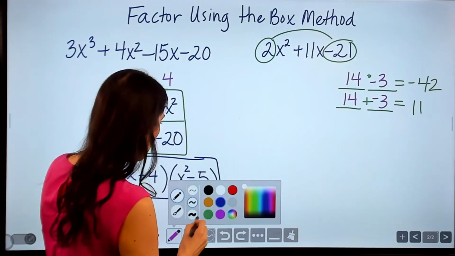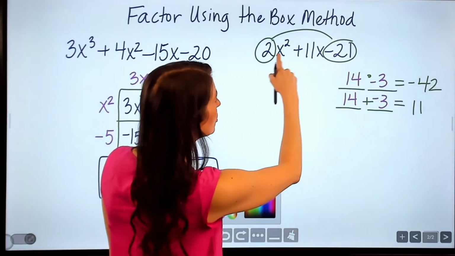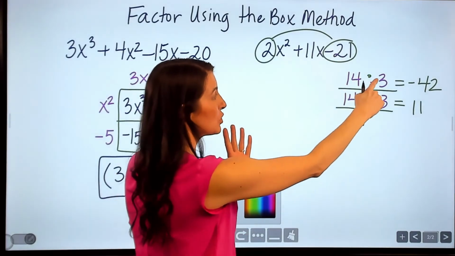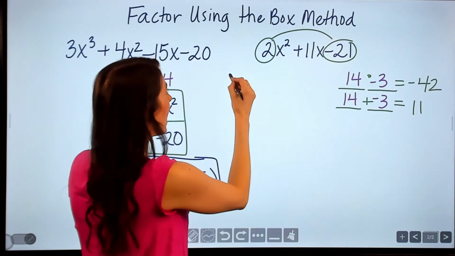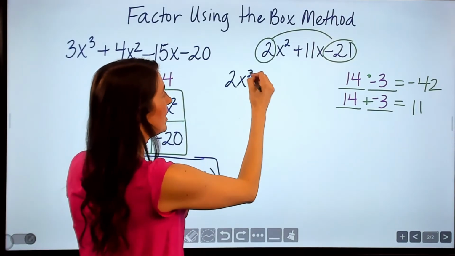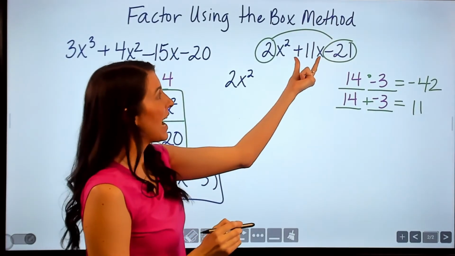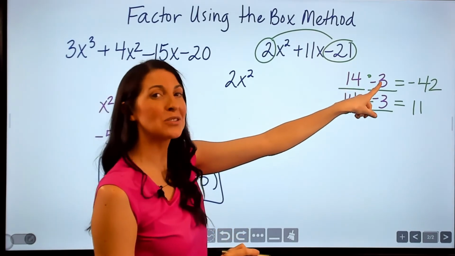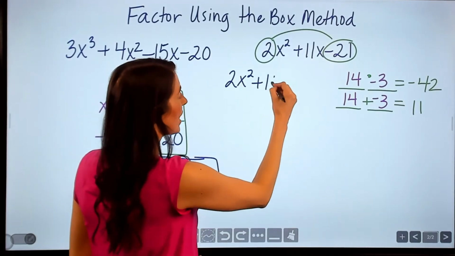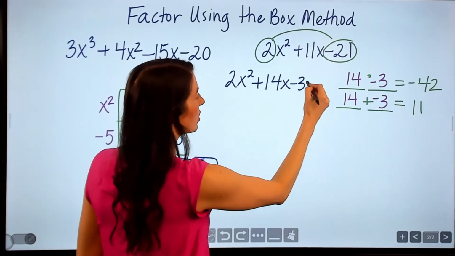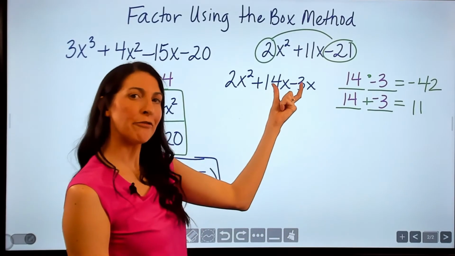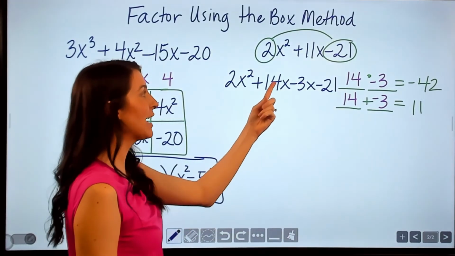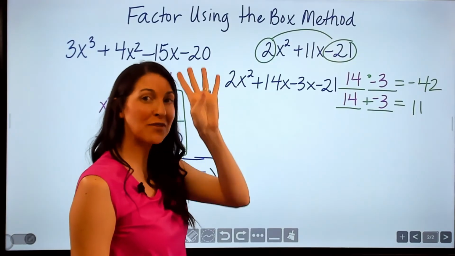Now what I want to do is I want to rewrite this trinomial again as 4 terms using these 2 numbers I found right here. I keep the 2x squared as my first term, but now I write 11x as 14x minus 3x. Basically what I'm doing is I'm rewriting the middle term as the sum or difference of 2 terms. Minus 21. And now I have turned it into a polynomial that has 4 terms.